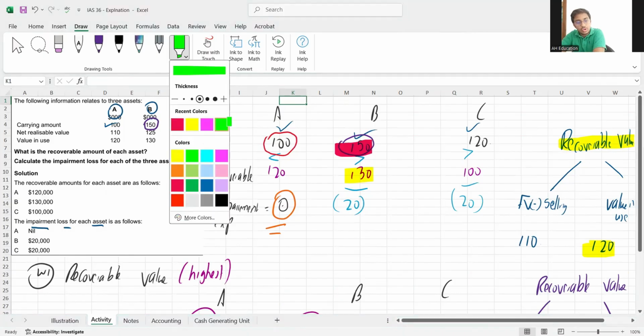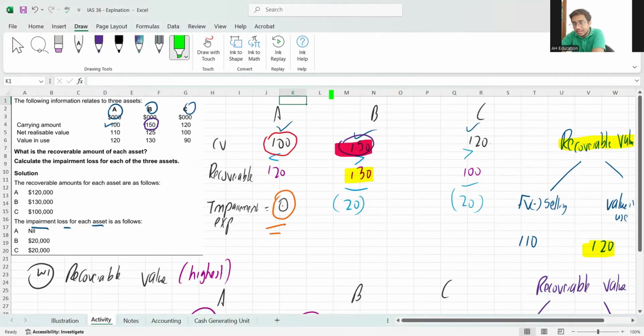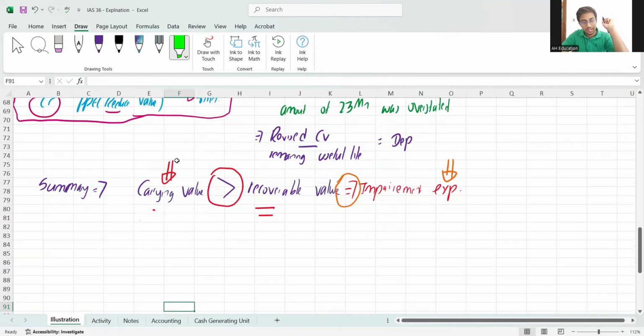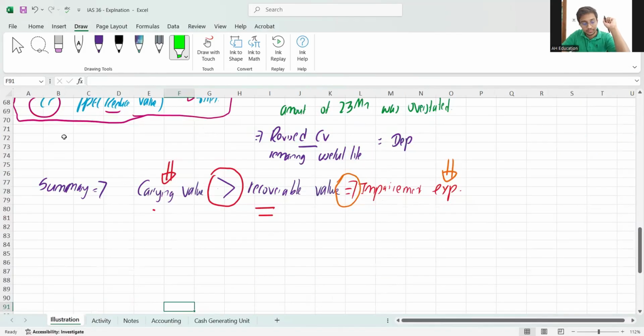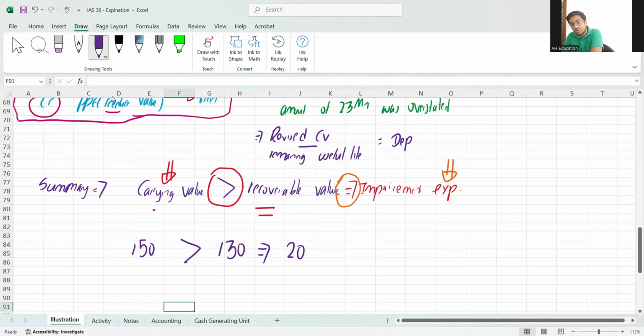Now, in this instance, don't you think this has been deliberately misstated? It has been overstated by how much? 20. Since your carrying value has exceeded the recoverable value, you need to do impairment. My carrying value is 150 and my recoverable value is only 130. My carrying value of 150 is greater than 130. Don't you think this is wrong? So then you need to impair it by 20 million.